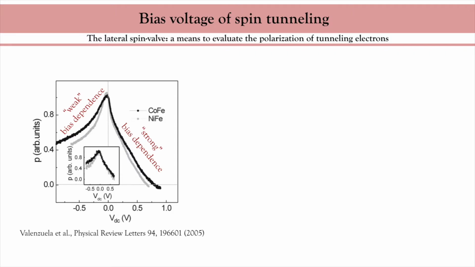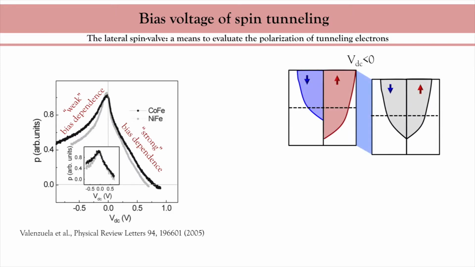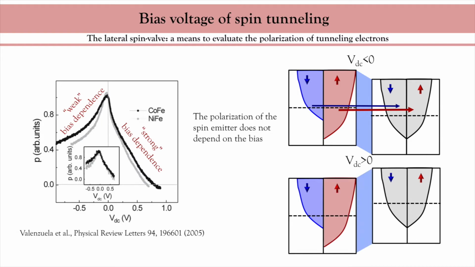To understand these distinct behaviors, you can consider the following diagrams. For negative voltage, spin polarized electrons flow from the ferromagnetic electrode into the non-magnetic metal. Since their polarization is given by Sonzuski's polarization at Fermi level, it only weakly depends on the bias voltage. For positive voltage, unpolarized electrons flow from the non-magnetic metal into the ferromagnet. In this case, the polarization of the states that collect these electrons dramatically depends on the energy of these incoming electrons, and therefore on the bias voltage.